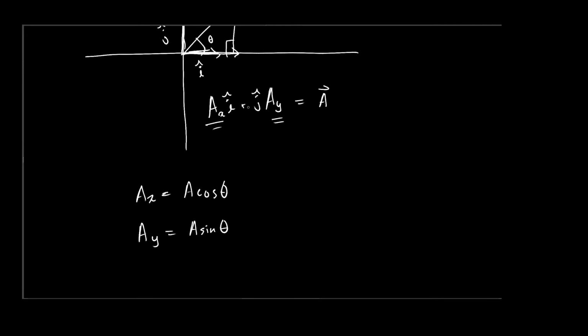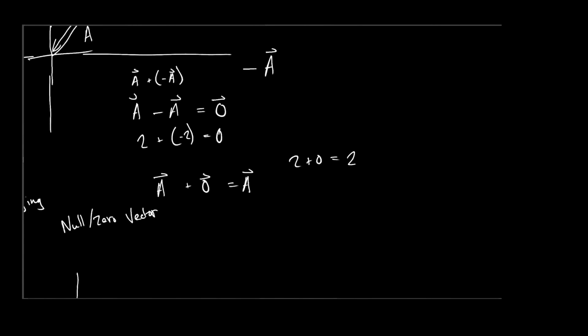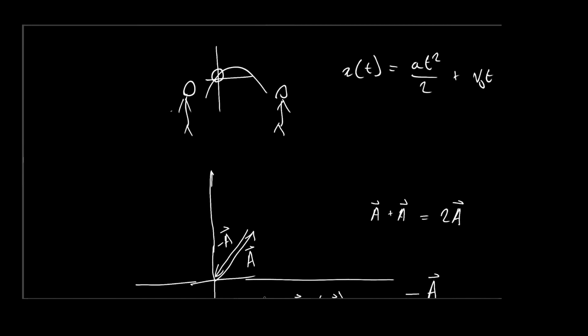And so now we can rewrite this equation here as a cos theta i plus a sine theta j equals a, right? And now, using all of these different components, we can solve this problem of the ball being thrown towards your friend.